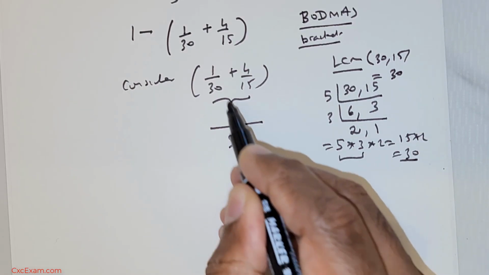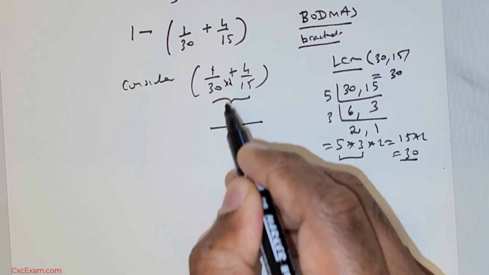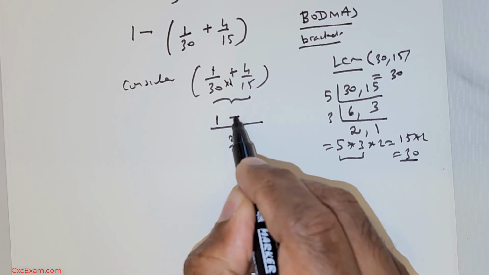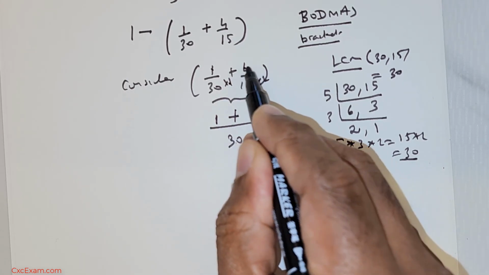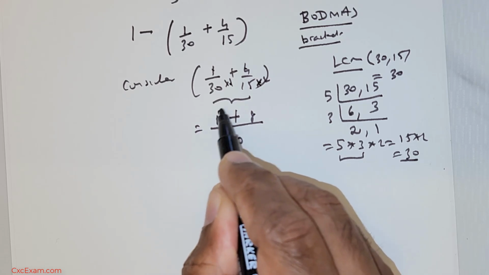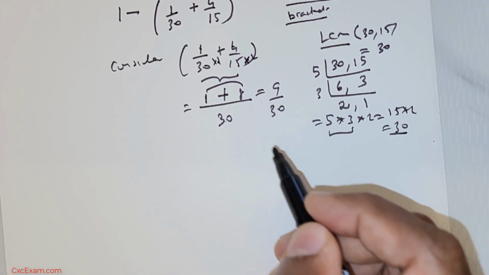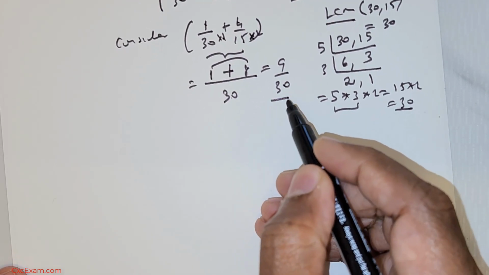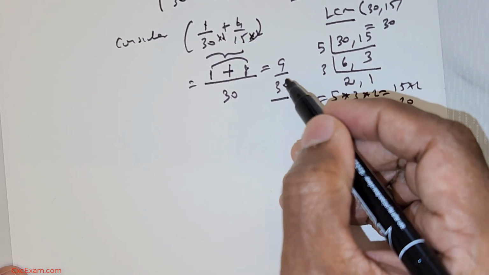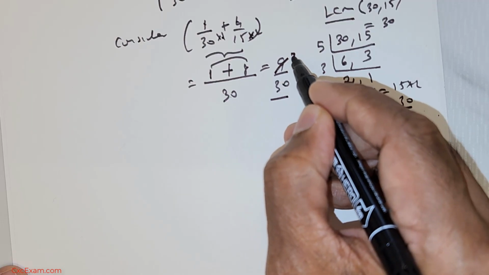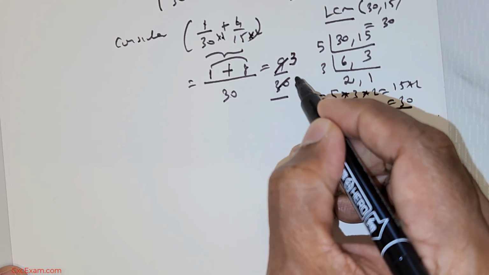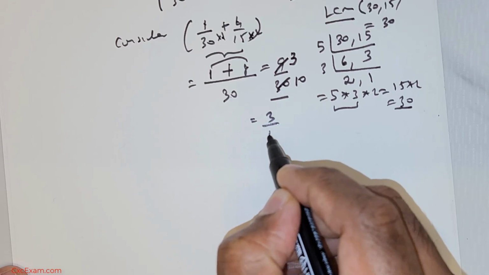So place that number 30. 30 divides 30 once. 1 into 1 is equal to 1. Add it with 15 divides 30 twice, 4 times 2 is 8. Now add 1 with 8, you get 9. That has to be divided by 30. So this is what we get. Now you can reduce this 9 over 30. Now 3 divides 9 3 times, 3 divides 30 10 times. So you now have 3 over 10.